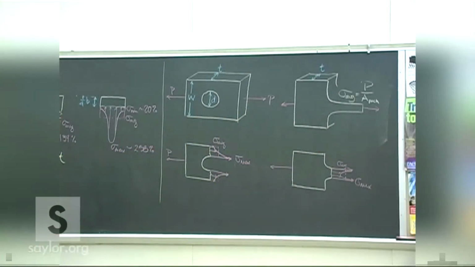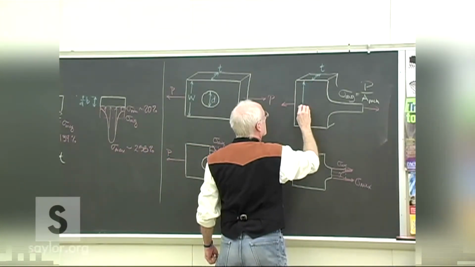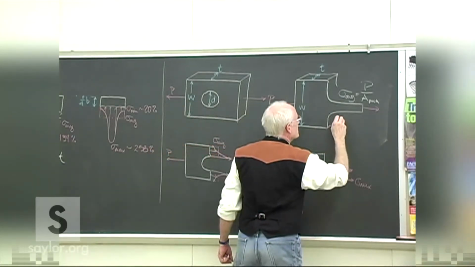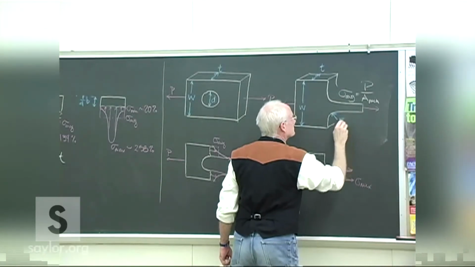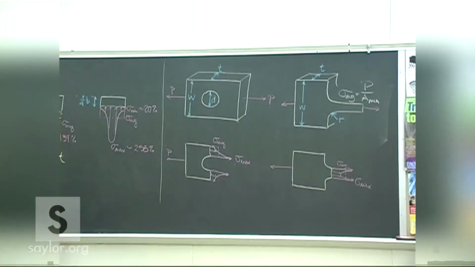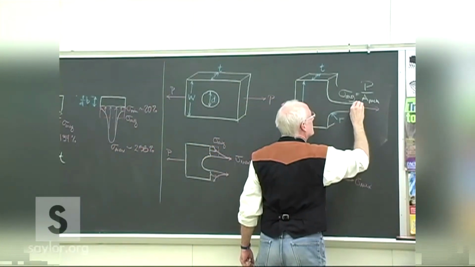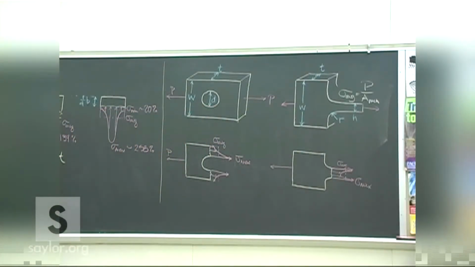Let me make sure what symbols our book uses, just so we don't get messed up on these. Yeah, they use W. The width of the piece, the radius of these fillets, and the lesser area that we're transitioning to there.